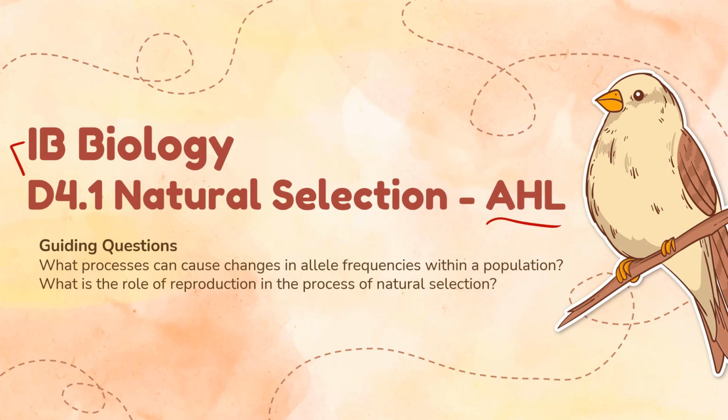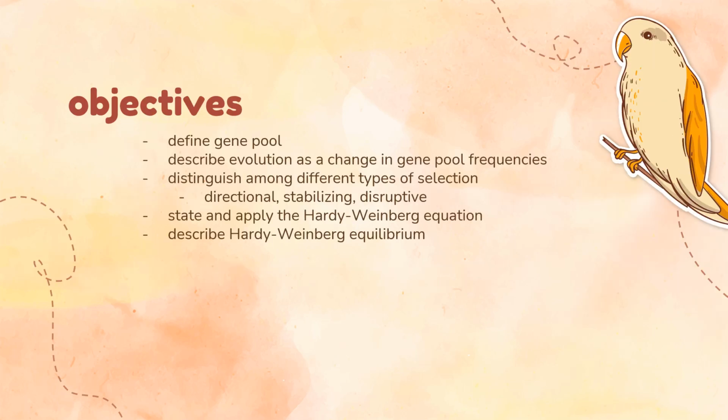Our guiding questions continue to be: what processes can cause changes in allele frequencies within a population, and what is the role of reproduction in the process of natural selection? Our objectives for today: we're going to talk about gene pools, and how evolution can be a change in the frequencies of alleles in a gene pool. We're going to look at different types of selection: directional, stabilizing, and disruptive. We're going to use the Hardy-Weinberg equation, and talk about conditions required for Hardy-Weinberg equilibrium to be met.